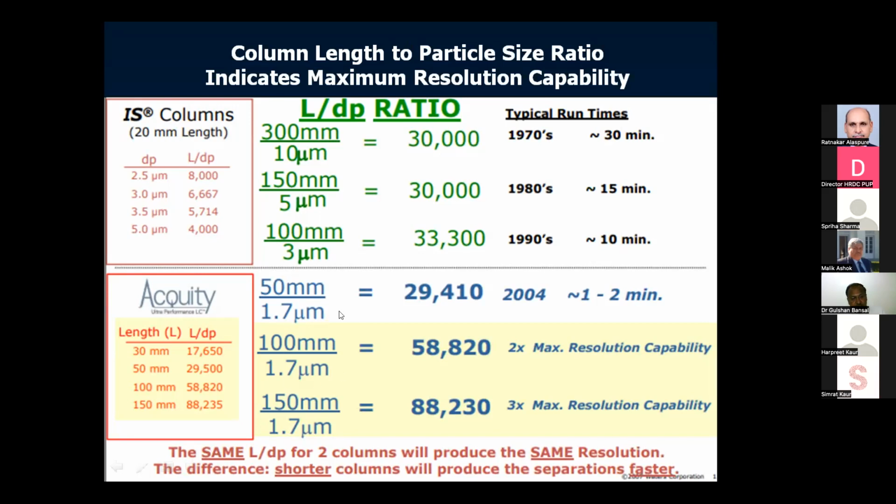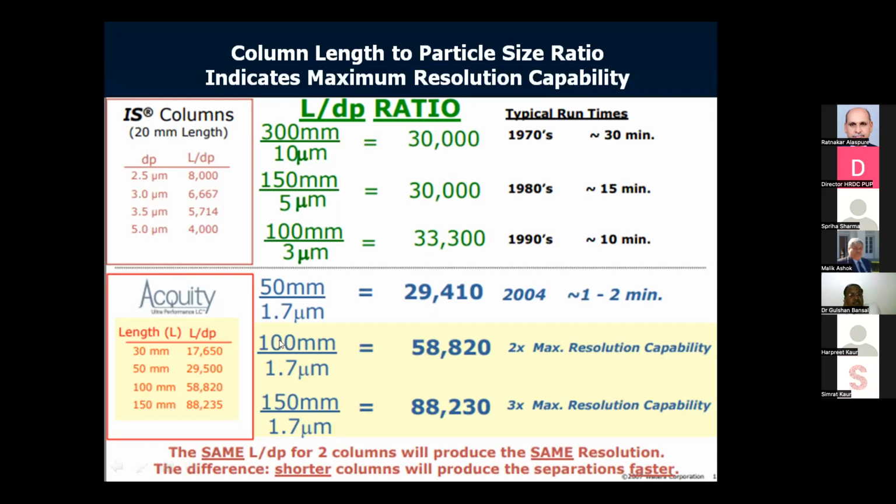So this is the comparison here. If we compare this 5 centimeter column with 1.7 micrometer particle size with the conventional one, the ratio is almost same and the resolution is also almost same, but the runtime has decreased from 30 minutes to almost 2 minutes, right? And so that increases the efficiency by 15 times. 15 times more samples will be analyzed, 15 times man hours will be saved, 15 times energy will be saved.